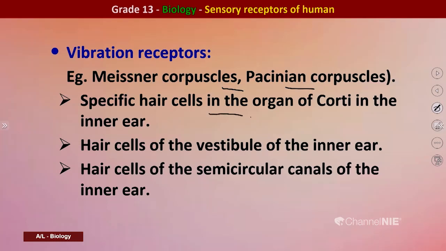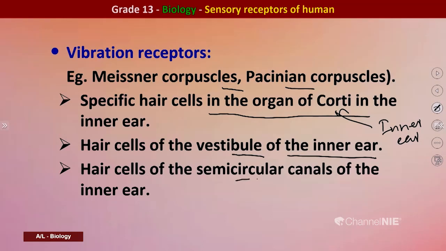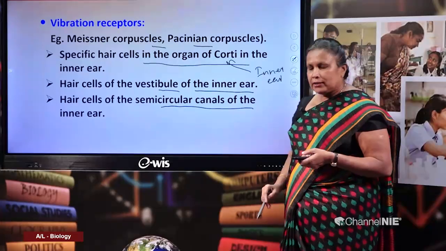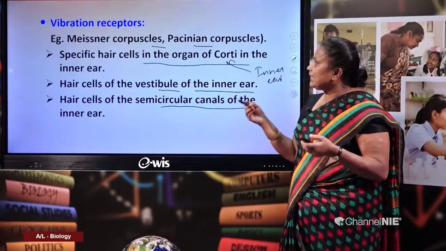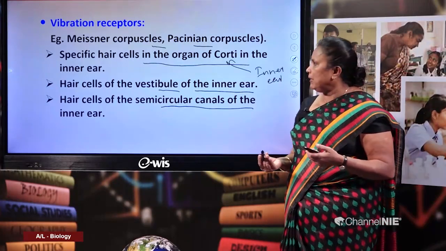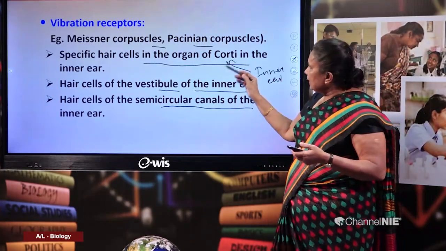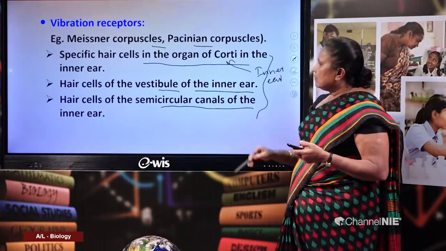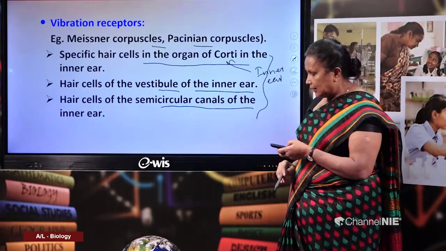Specific hair cells in the organ of Corti. Organ of Corti is found in the inner ear. We haven't studied the inner ear yet, right? The vestibule is also another important structure present within the inner ear. Semicircular canals are also important to detect the vibrations. Okay? Sounds can be detected by these three receptors found in the inner ear.